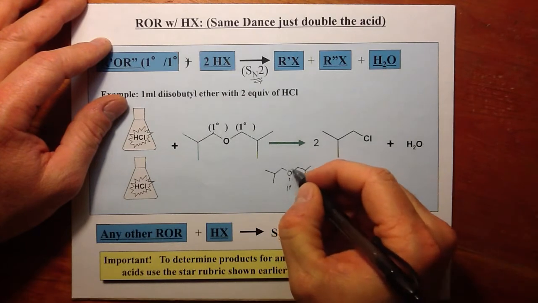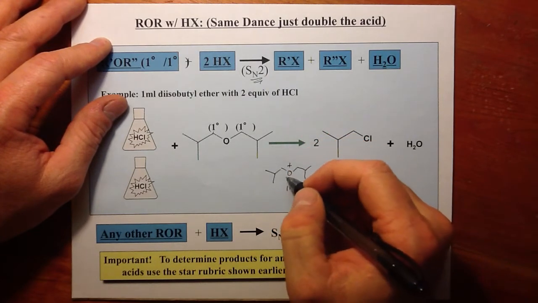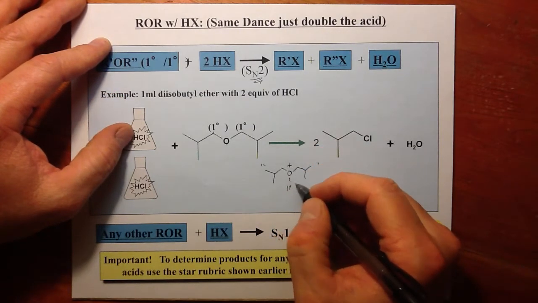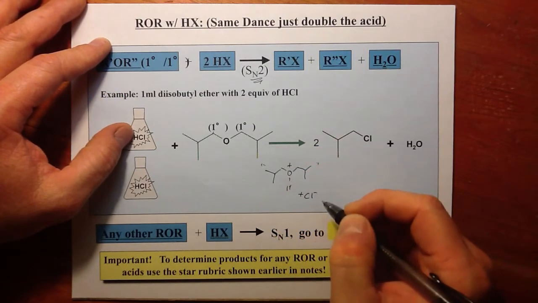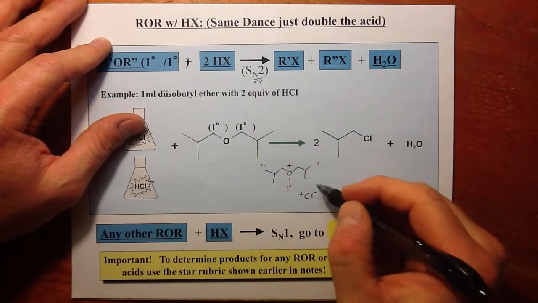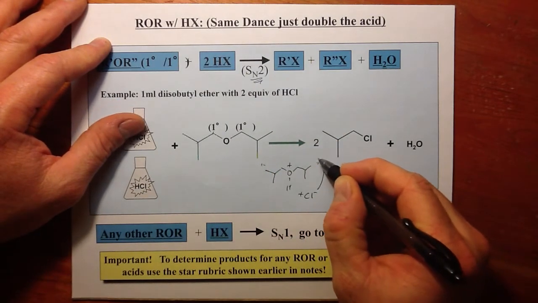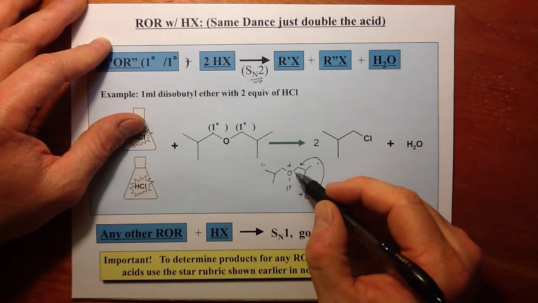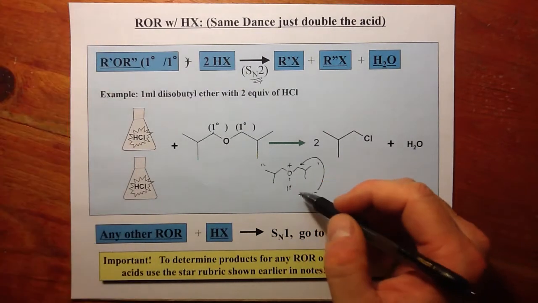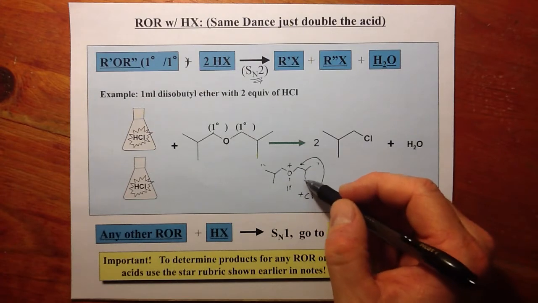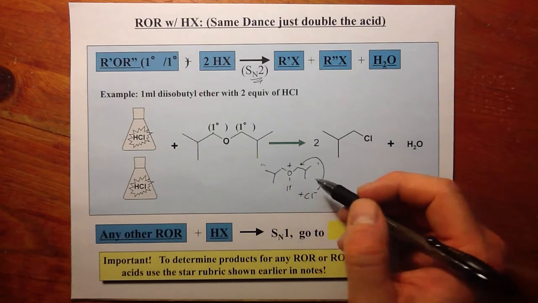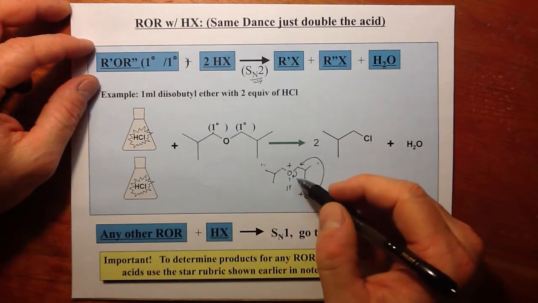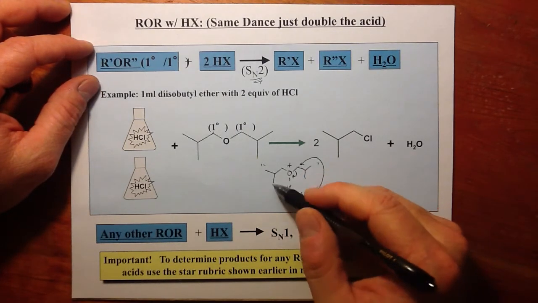And I'm not going to show the full mechanism here, but we would say at this point, after protonation with HCl, we would have this plus Cl minus. Now we know it's SN2, so we would propose the following: that this chloride comes in and attacks. It's a weak base. You can't have strong bases with acid conditions, but the weak base can attack this carbon that's primary and kick off isobutyl alcohol.